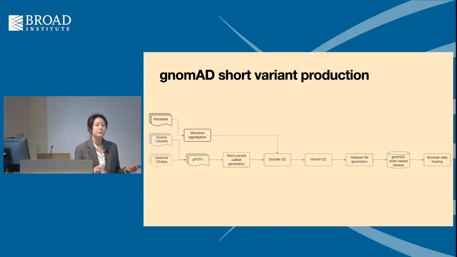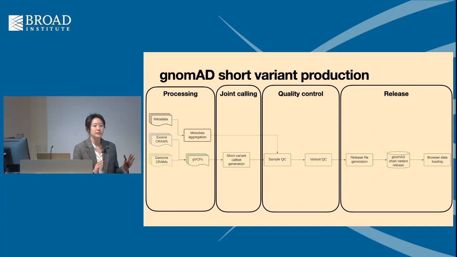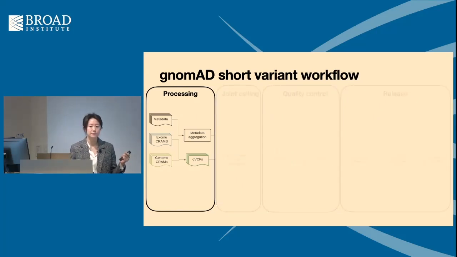For the sake of time, I'll be focusing on the short variant pipeline today. And this workflow can be summarized into 4 major steps as well: data processing, joint calling, quality control or QC, and release. I'll be going through these one by one, starting with data processing.